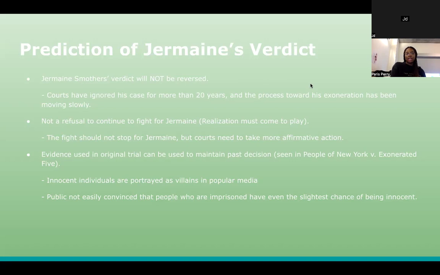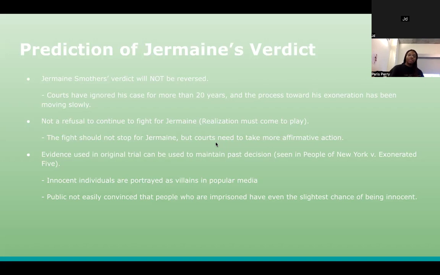So they're going to maintain that the evidence used in the original trial is something that doesn't need to be questioned at all, and that it's going to have to be maintained. I think that's something they're going to use against Jermaine and his prosecutors, that the evidence in the original trial should be maintained and should be seen as correct, even though it is not.